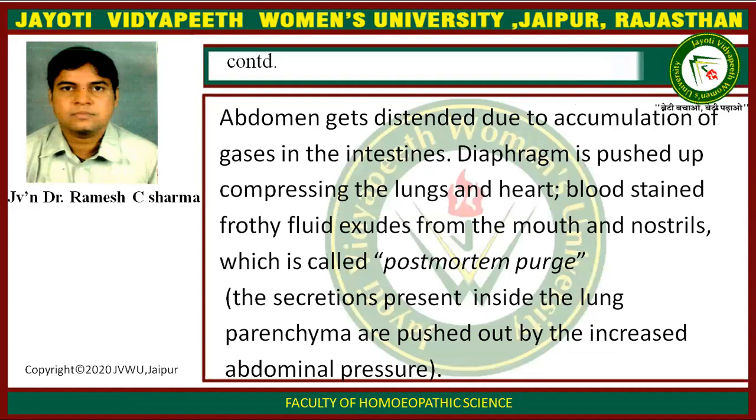The abdomen gets distended due to accumulation of gases in the intestine. The diaphragm is pushed up, compressing the lungs and heart. Blood-stained fluid exudes from the mouth and nostrils, which is called postmortem purge. The secretions present inside the lung parenchyma are pushed out by the increased abdominal pressure.